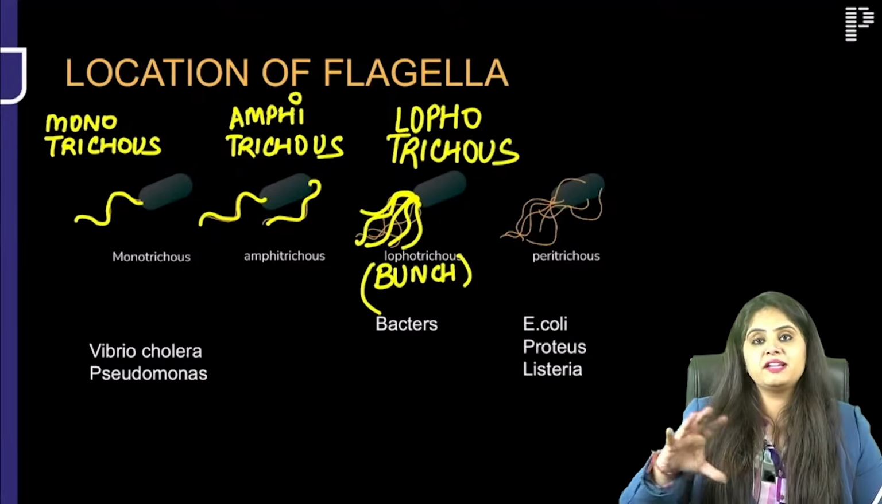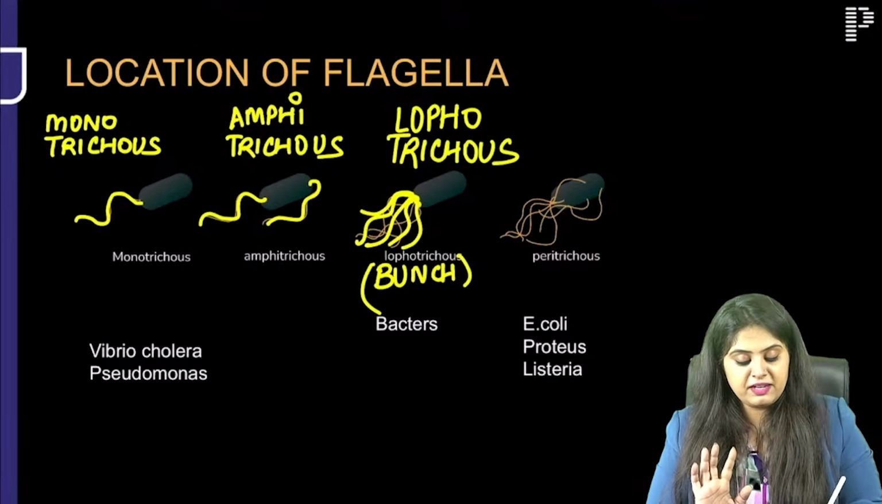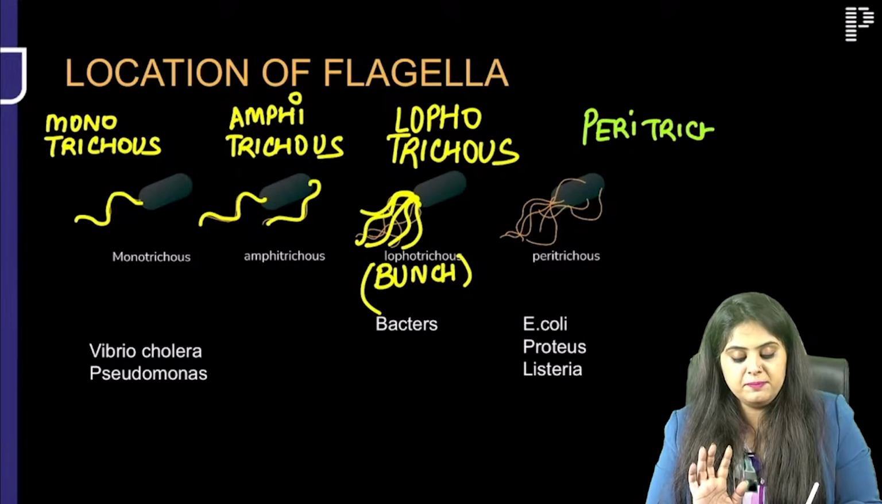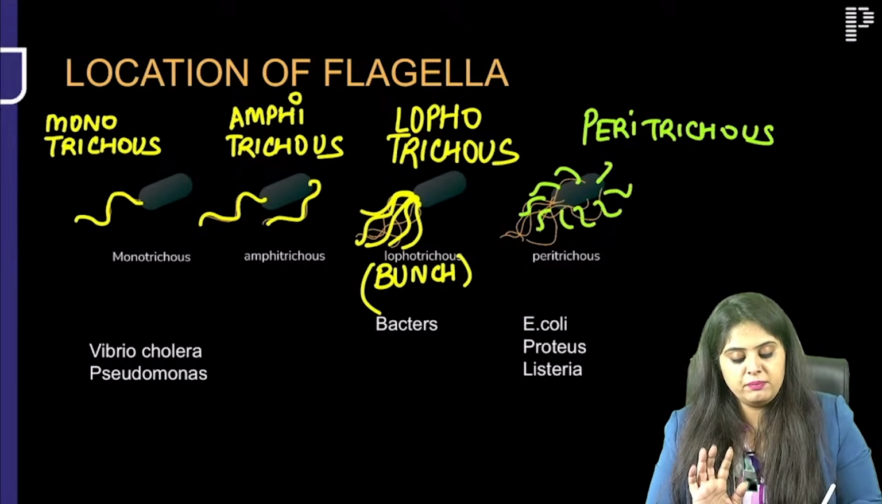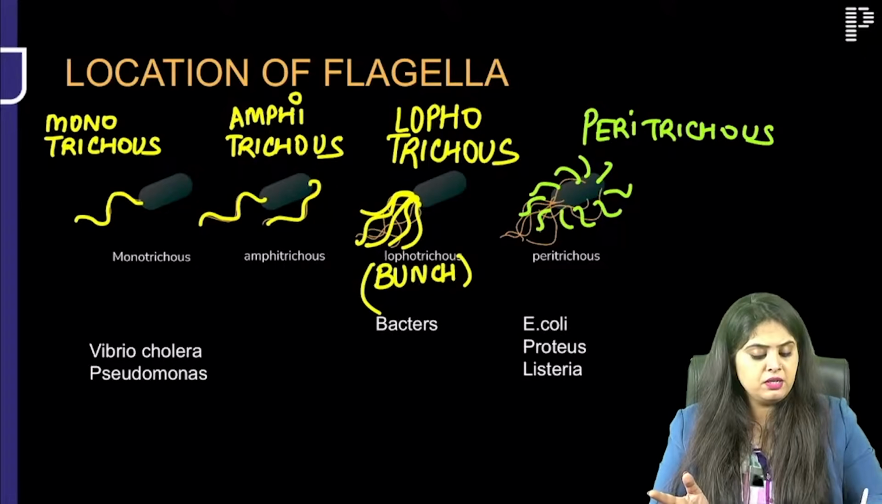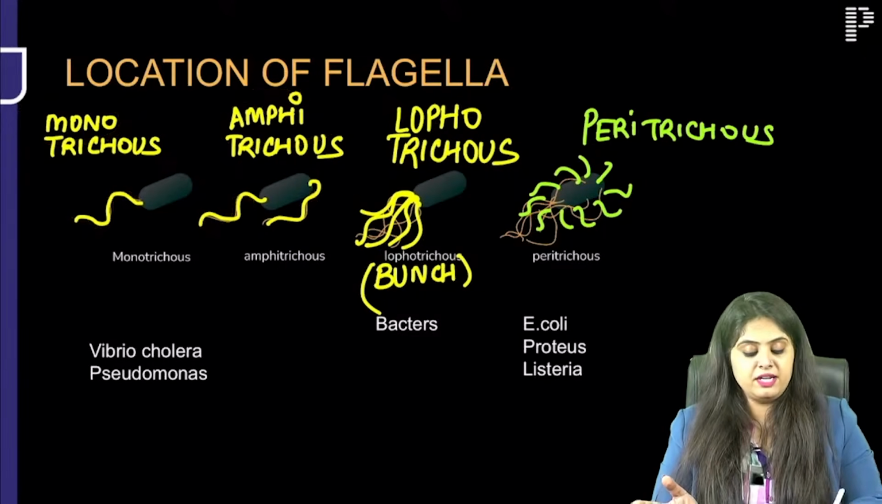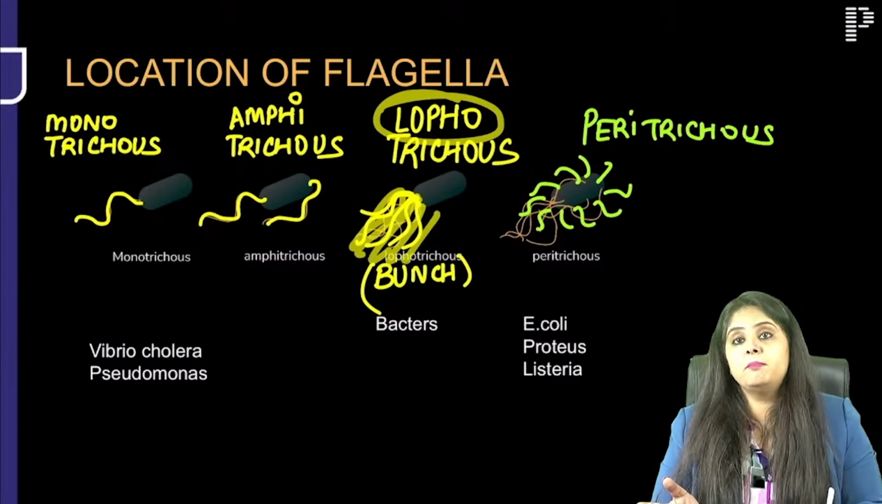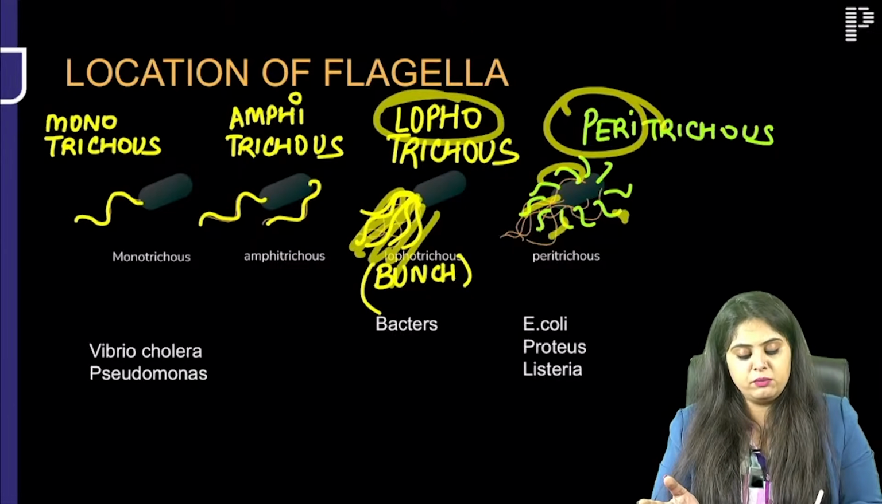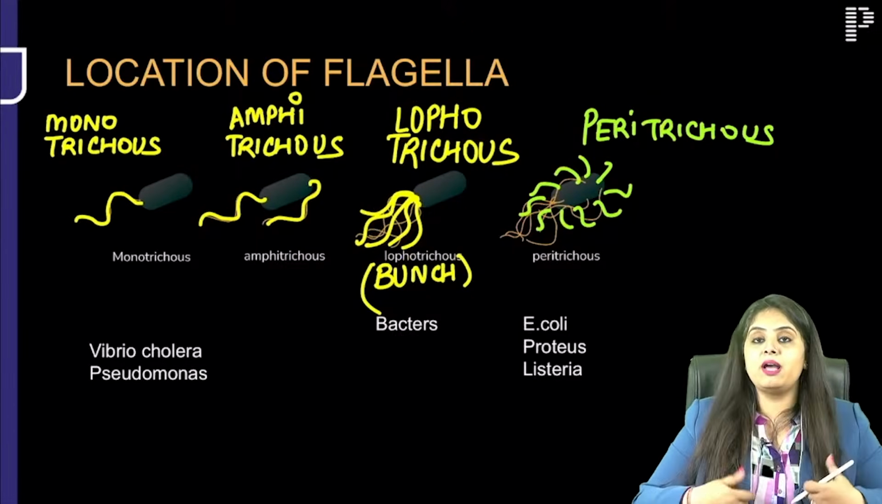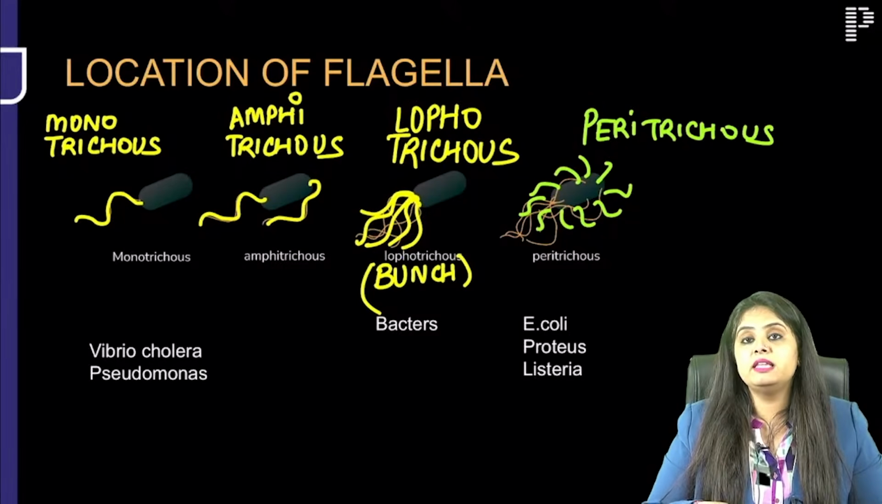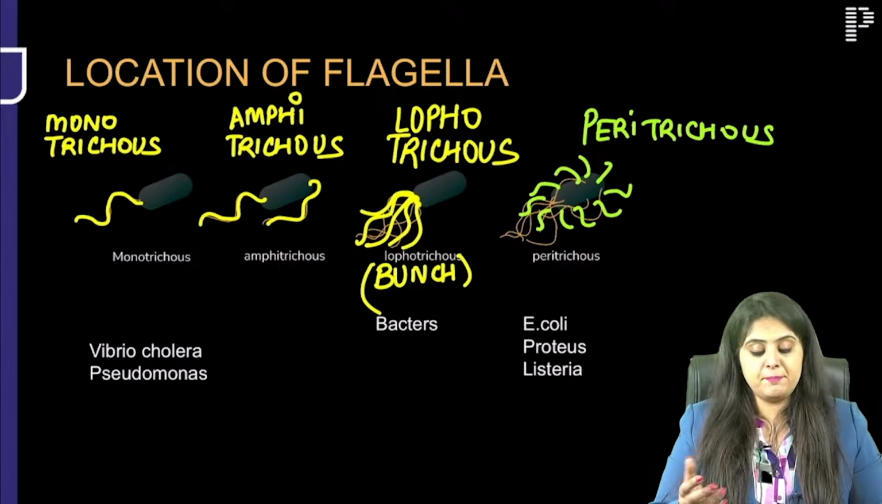Okay, so lophotrichous means 1 bunch on one side. Now what are we left with? Peritrichous. Peritrichous is going to be periphery. The flagella are present all around the periphery. Now I feel the words are so simple. Monotrichous means 1, amphi means ambidextrous left and right, lopho means it's going to be a bunch, and peri means it's going to be on the periphery. Meanings are done, but now I have to study what is going to be their underlying example.